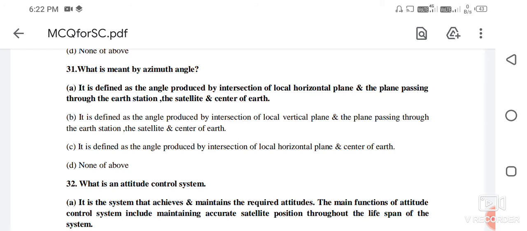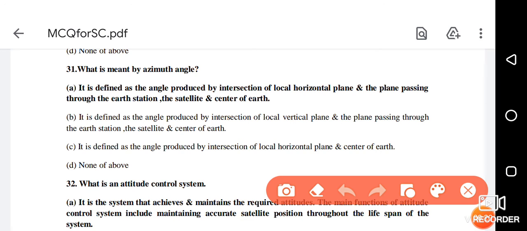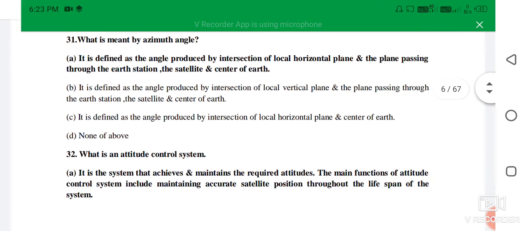So let's start. My first question is what is meant by the azimuth angle? So the right answer is option number A. It's defined as the angle produced by the intersection of the local horizontal plane and the plane passing through the earth station. Next question.